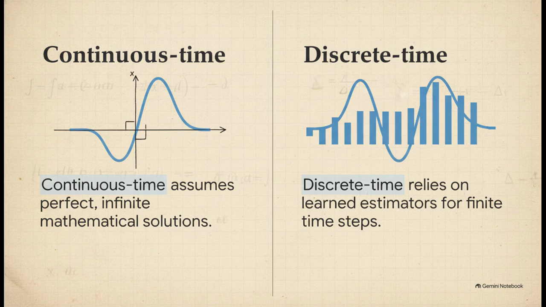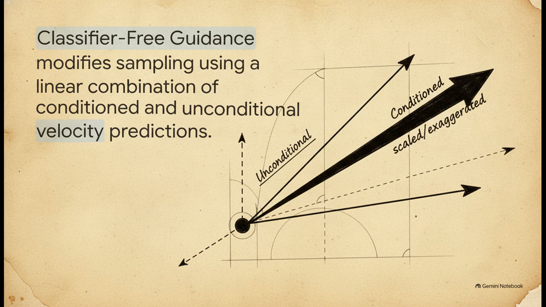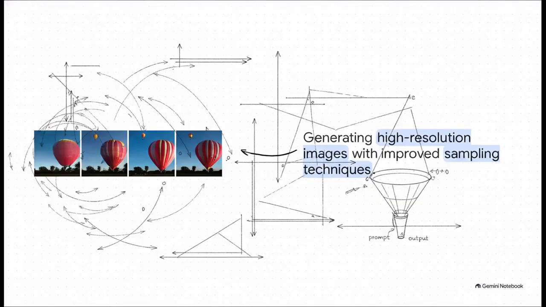entirely mathematically sound. To further boost the quality during this discrete, step-by-step sampling, we use a neat trick called Classifier-Free Guidance, or CFG. CFG modifies the sampling process on the fly. It calculates a velocity prediction conditioned on your text prompt, calculates an unconditional one, and then uses a fixed scale factor to essentially exaggerate the difference between the two. So what does that actually mean in practice? Well, it deliberately pushes the velocity field further in the direction of your specific prompt.